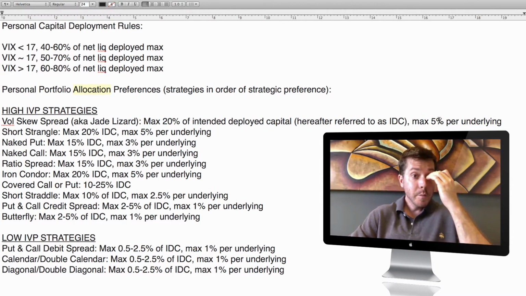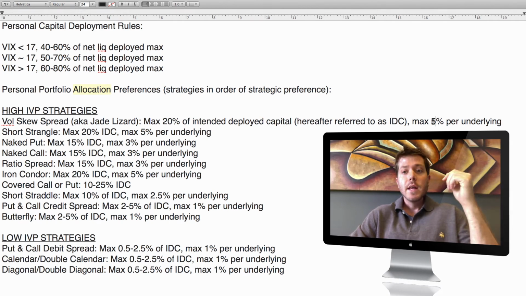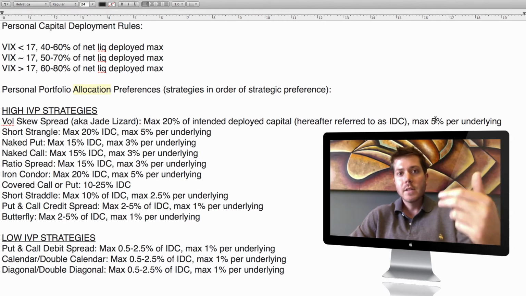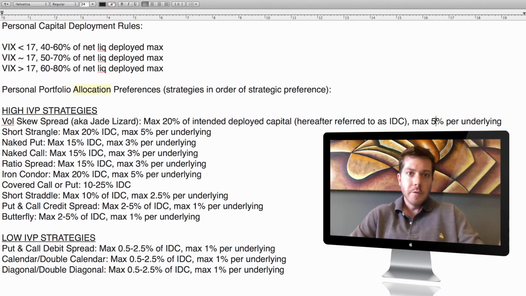So let's say you're looking at an IWM J Lizard, and you're saying you want to put max 5% buying power effect per underlying. So if you really like this IWM trade, let's say you want to max it out, you would put your buying power effect as close to 5% of that 50,000. So as close to 2,500 as possible. However many contracts that allows you to do. So let's just say the buying power effect is 250 per contract to keep things simple. Then in that case, you can do 10 contracts max.